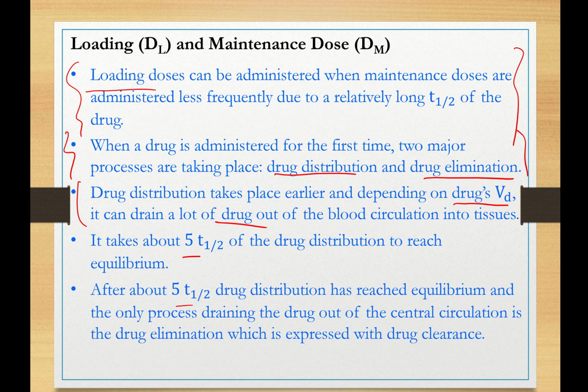After about 5 half-lives, drug distribution has reached equilibrium, and the only process draining the drug out of the central circulation is drug elimination. So this is basically the clearance, which is expressed with the pharmacokinetic parameter called drug clearance, and this is a constant parameter, dose independent, only specific to the drug. Different drugs have different clearance, and clearance is a dose independent parameter. So this is important. At this point, we administer the maintenance dose, which I'm writing as DM.